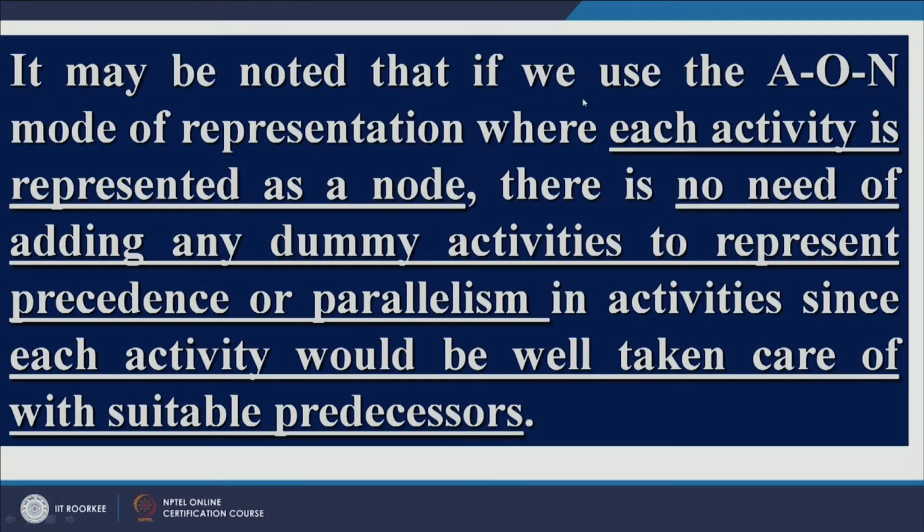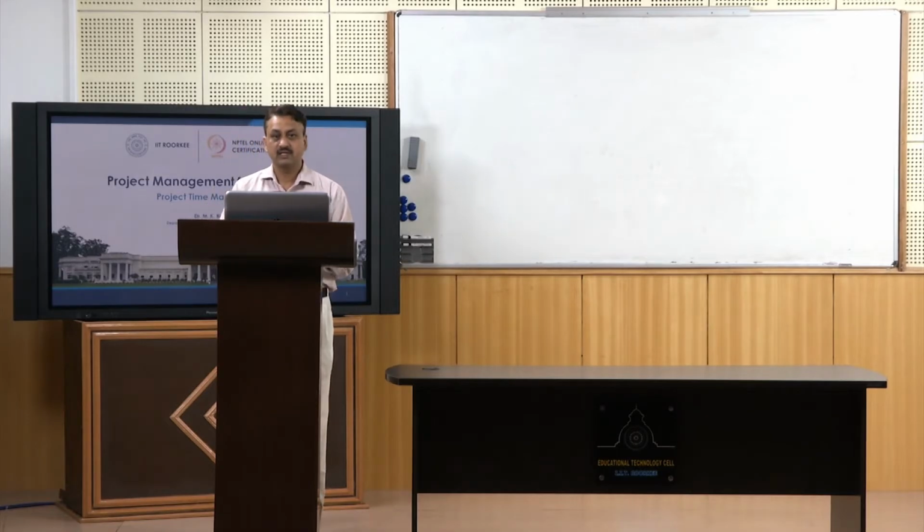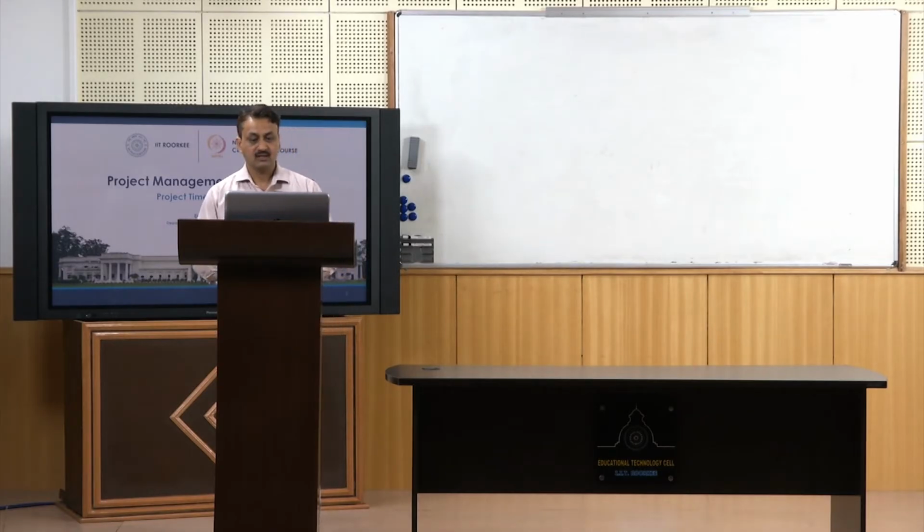It may be noted that if we use the activity on node mode of representation, where each activity is represented by a node, there is no need of adding any dummy activity to represent precedence relationship. Why? Because each activity is represented by a node itself, so there is no need to have a dummy activity, and the precedence relationship is well taken care of by the activity on node type of representation.